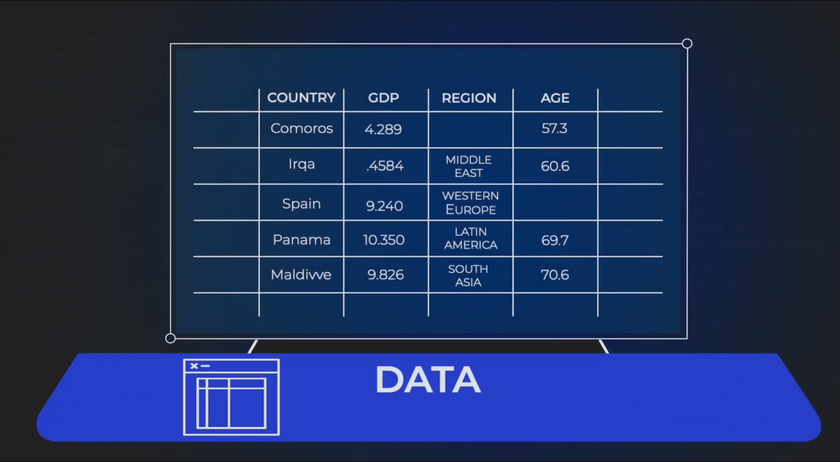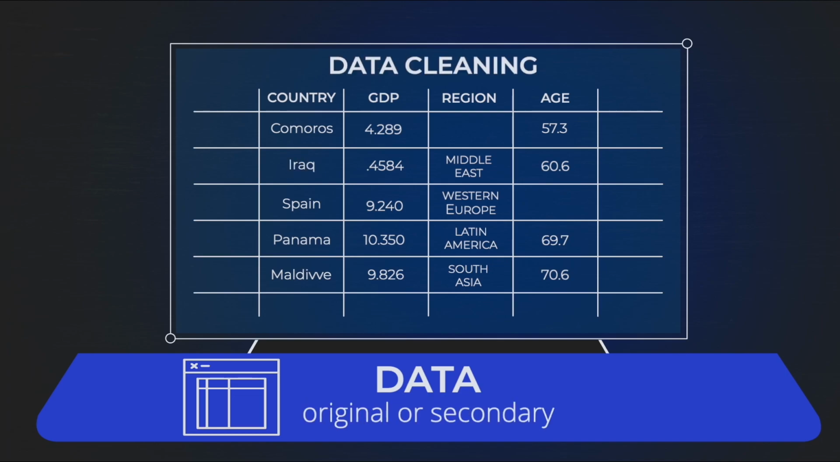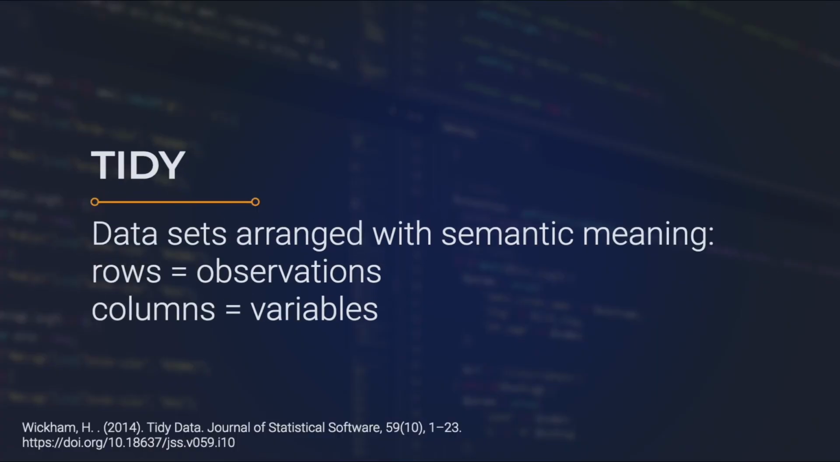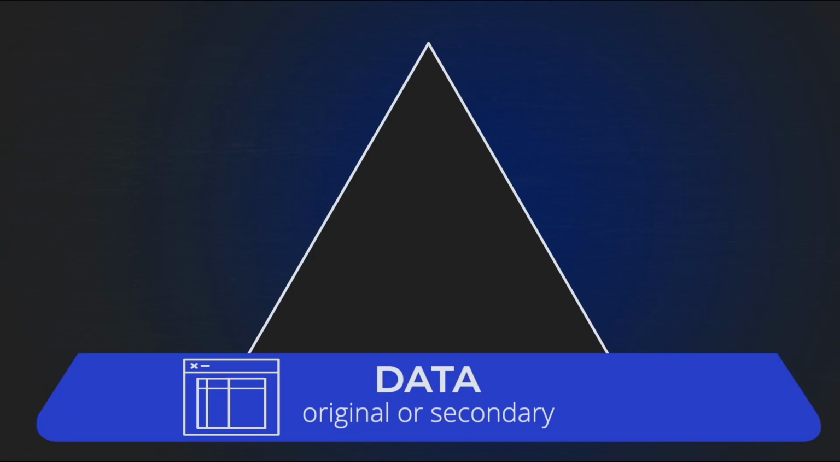At that foundation is your data. You may be collecting original data or using secondary data from another source. Regardless, you will often have to wrangle the data to normalize it into a good, clean structure for analysis. Tidy data are data sets arranged with semantic meaning, where each row is an observation and each column is a variable. It is often necessary to clean or process data to transform it into a tidy format.